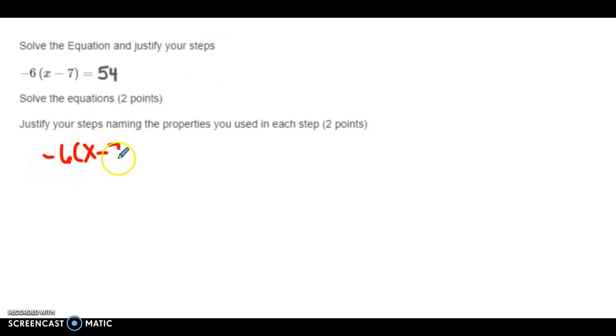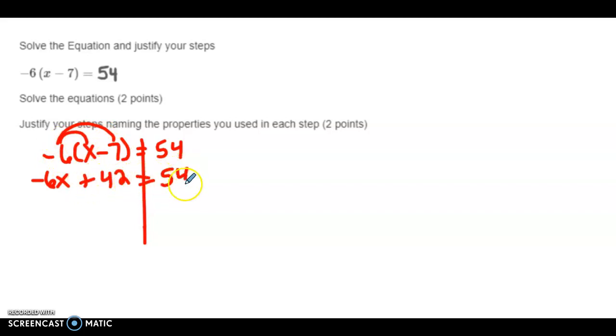-6 times x minus 7 equals 54. I'm going to draw my line down my equal sign, and I'm going to find my x, and in this case, I need to distribute. I've got to always get rid of parentheses first. So I'm going to do -6 times x and -6 times -7. -6 times x is -6x, and -6 times -7 is positive 42. And you can just throw that in your calculator if you didn't know it off the top of your head. So the first thing I did was I distributed.